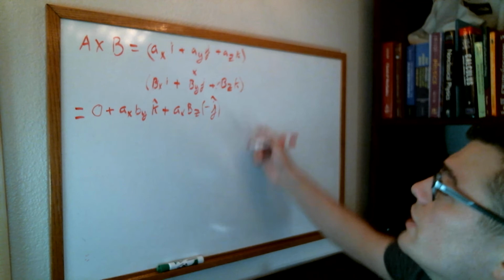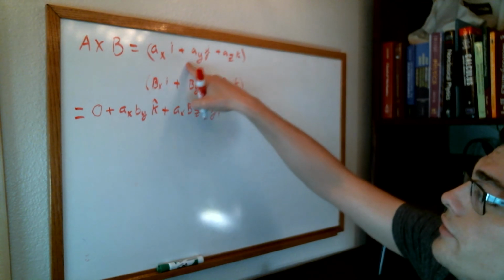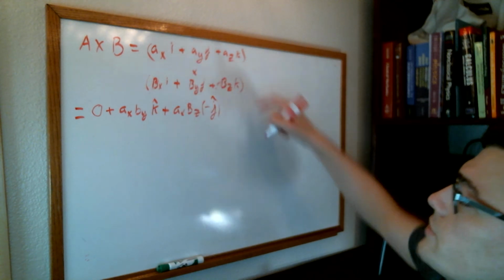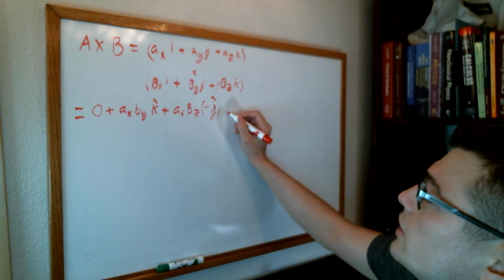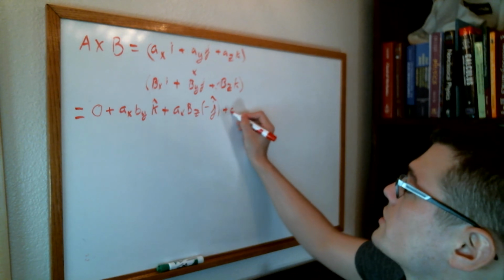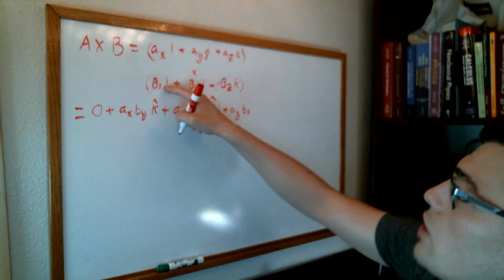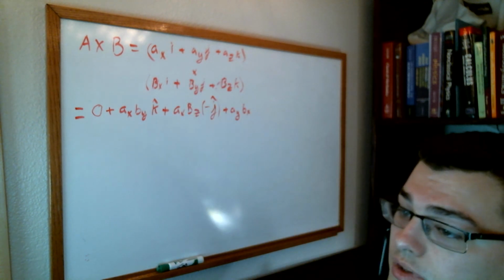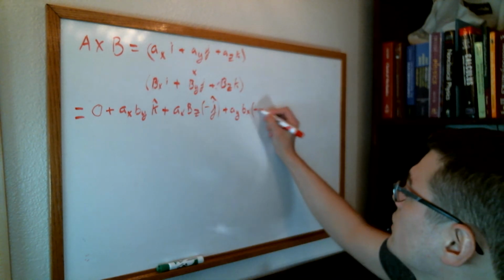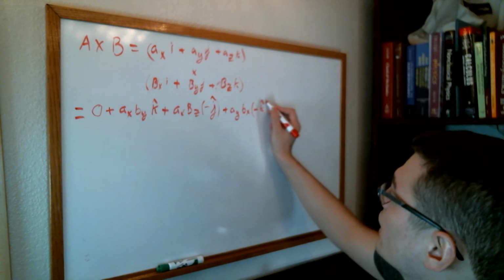Okay, so next up we have to do the second one. So we have to FOIL out this term into these three terms. So then we have plus AyBx, and then that's j cross i. So then that's going to give us a negative k, so we have to have our negative k here.